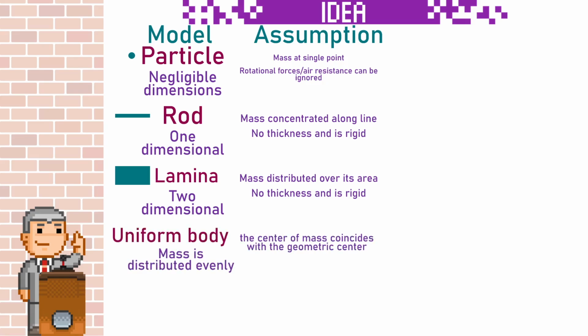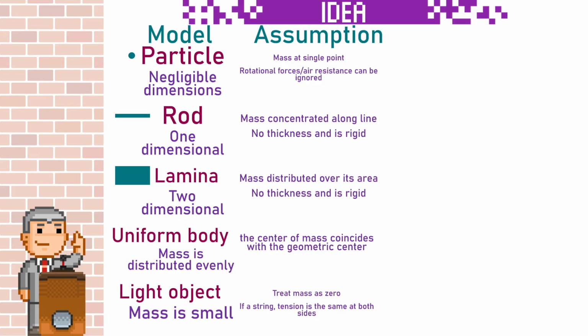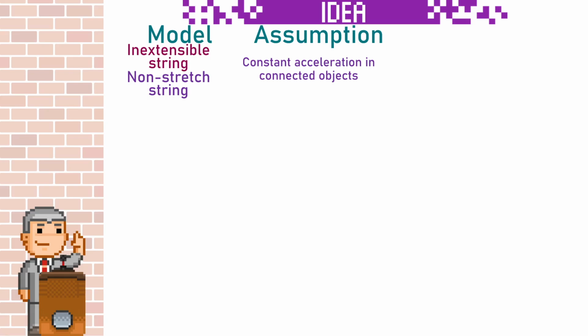A uniform body is a model that assumes that the mass is distributed evenly. This means you can find the centre of mass by finding the geometric centre of the object. A light object is assumed to have zero mass. This is great when modelling pulleys, levers or strings to focus on the dynamics of the larger masses they are connected to. An inextensible string is a string that does not stretch. The model ensures that the acceleration of connected objects is uniform, simplifying the equations of motion.